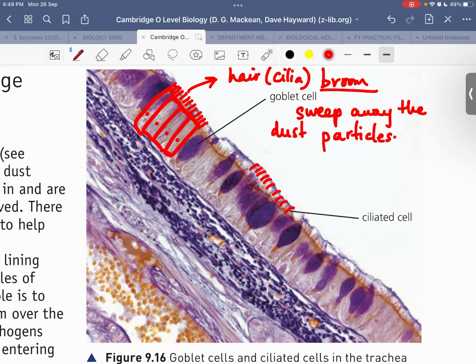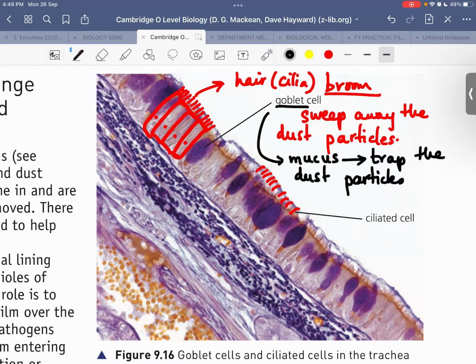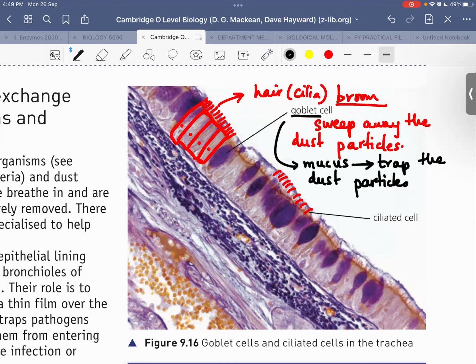These goblet cells will produce a sticky substance, okay? The goblet cells will produce a sticky substance which is known as mucus. What will this sticky substance do? It will trap the dust particles. Once they are trapped, then they can be easily swept by the cilia. So, a natural protective mechanism of cleaning the air that you have inhaled into the trachea is through these specialized cells in the trachea. Number one, goblet cells, and number two, ciliated epithelial cells.